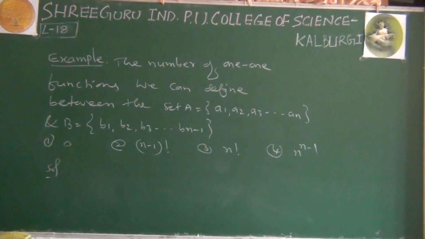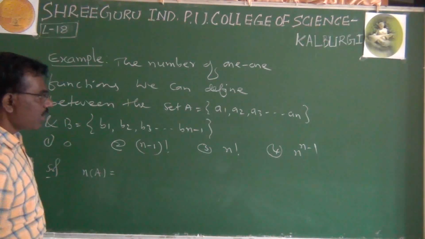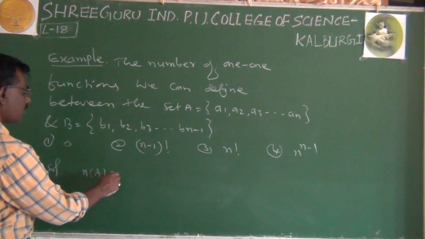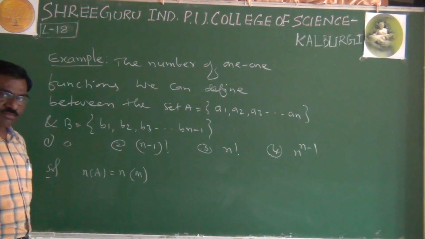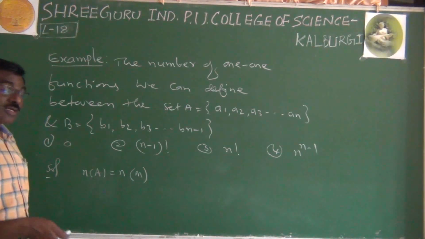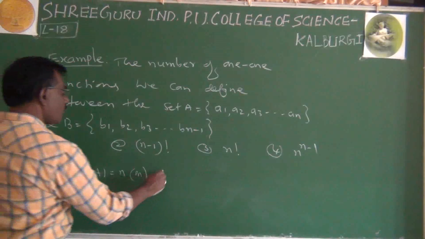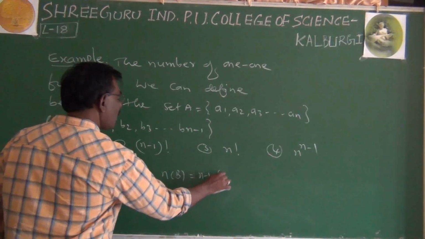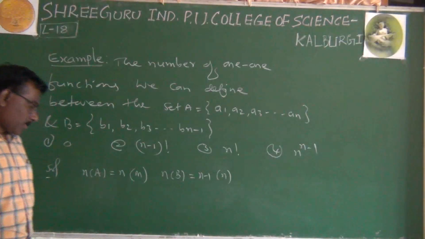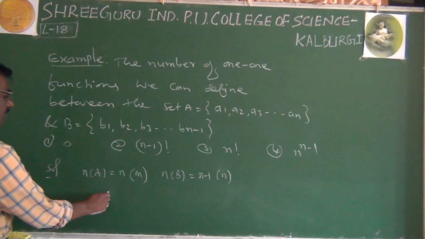Number of one-one functions from A to B. What is n of A? n of A is m only. The number of elements of set A is m. What is n of B? n of B is n minus 1. Okay. Now what is the question?